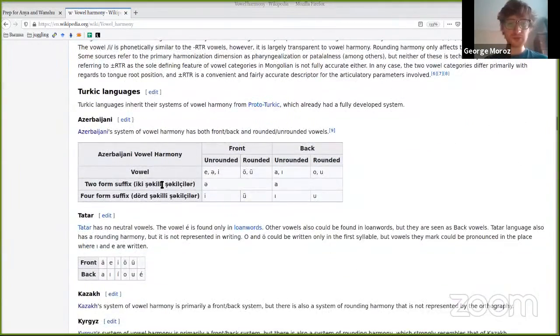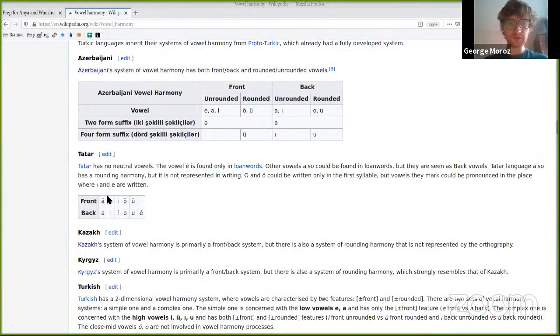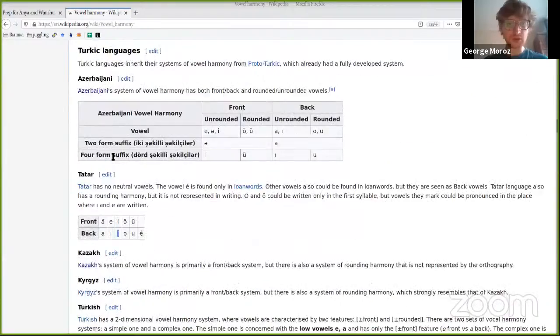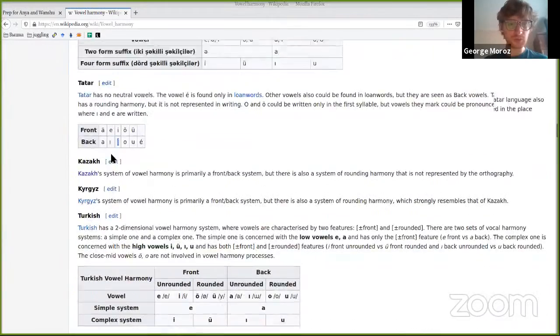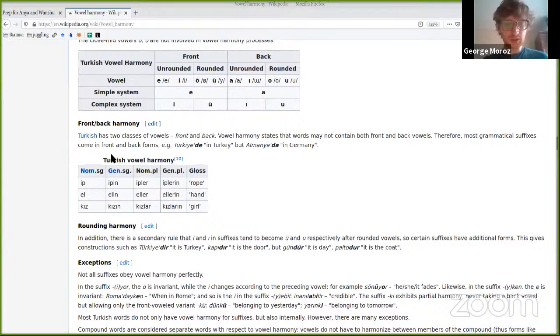Maybe I will skip Turkic. So here are the front and back vowels: A, E, and so on. I don't know what they mean. O, U, and E. And they have this story about LAR, but let's see whether we have some examples. Yeah, maybe look at Turkish then.